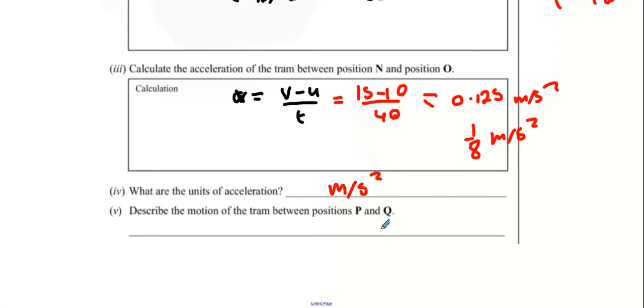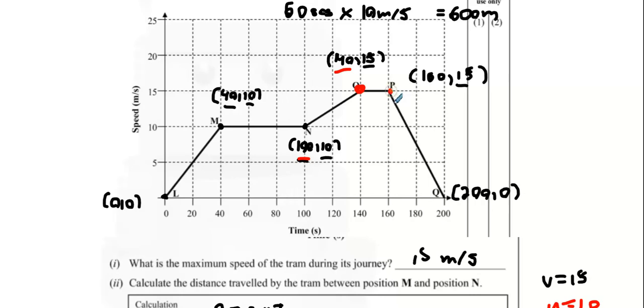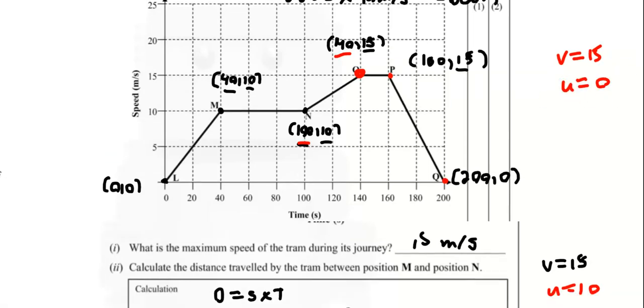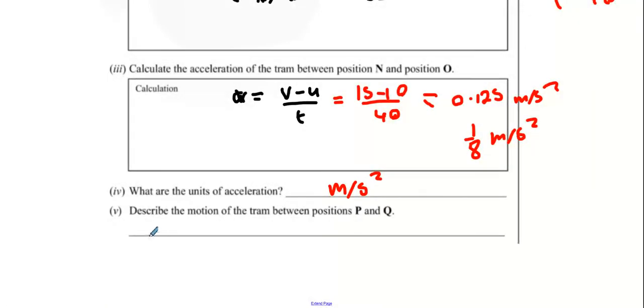Describe the motion of the tram between P and Q. Well, where is P and Q? P and Q. It starts off at 15 and it ends up at 0. This means it decelerates. So it decelerates from 15 meters per second to 0 meters per second. Decelerates means you're getting slower. 15 meters per second to 0 meters per second. Okay, all good.